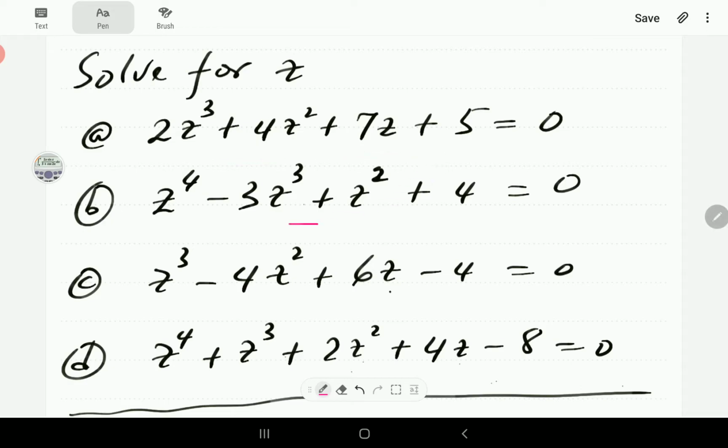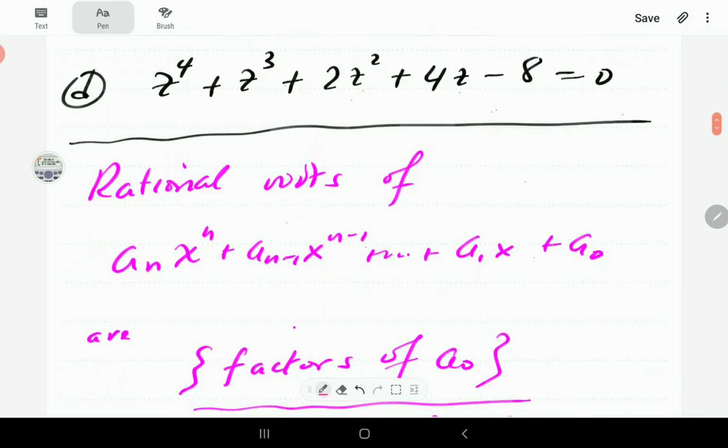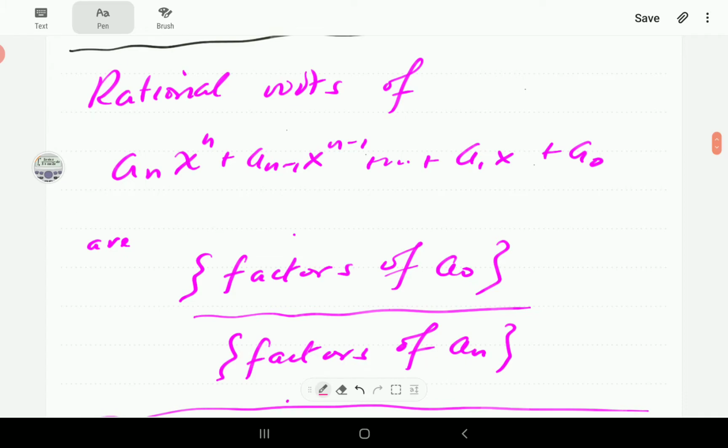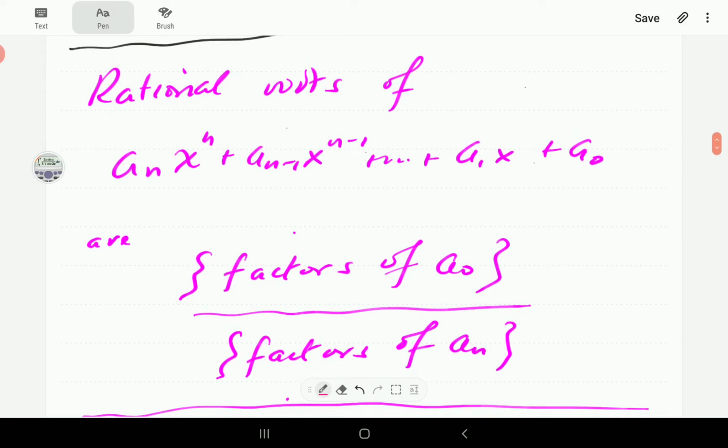In this case, these equations are none of those specialized forms, so we're going to have to use the rational root theorem to start breaking them down. And then once we have got to the point where we've got a quadratic factor, then of course we can use the quadratic formula.